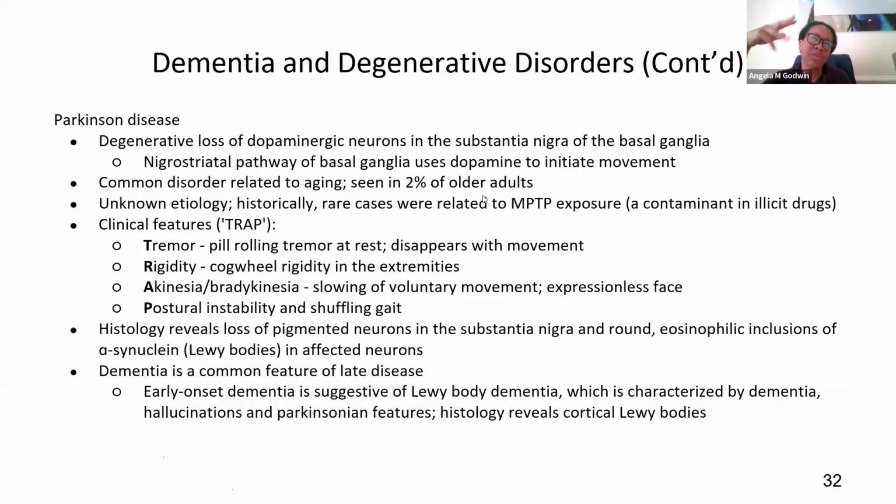There are three different main pathways within the brain which usually use dopamine. Specifically, the nigrostriatal pathway is more like a circuit of communication within the brain, which initiates voluntary movements, body positioning, and posture. And that's what is changed because of the dopamine degeneration in Parkinson's disease. So it is considered a common disorder related to aging. It's seen in 2% of older adults.